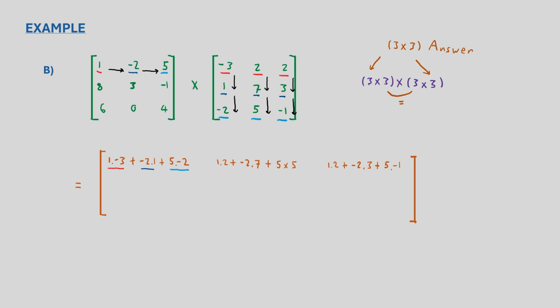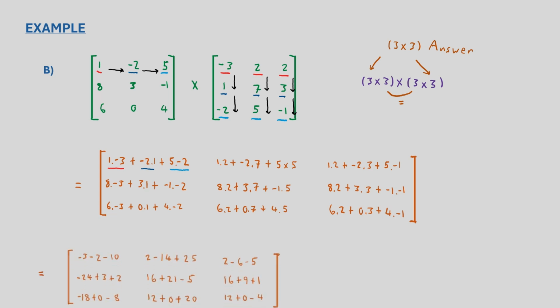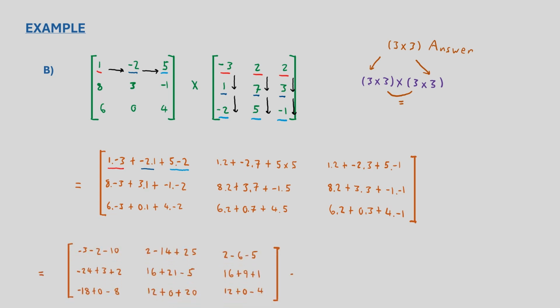Then if we follow these steps moving down each row in the first matrix, we get the following results that we will bring up. And then from here, it's just a case of carrying out the multiplications and the additions that we have. And if we have done everything right, we will eventually get the correct 3 by 3 matrix, which is the answer.